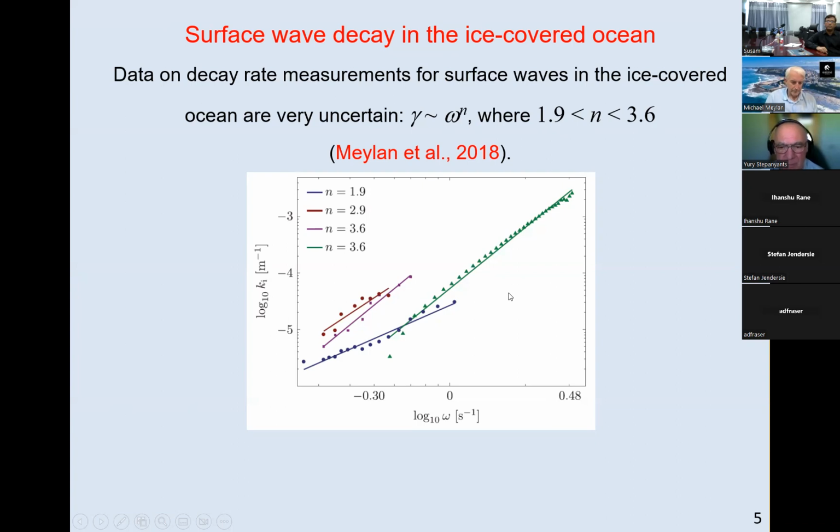Apparently, such big divergences can be explained by different properties of floes. As I mentioned, apparently they depend on the floe size, floe thickness, and floe distribution on the ocean surface. We will consider some average value for this parameter n in our study, and we will choose n equals 3.